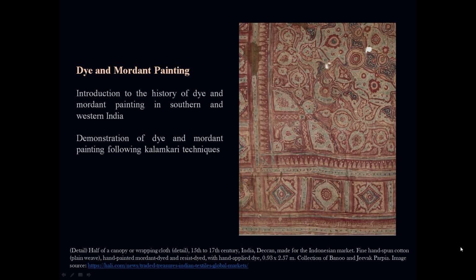So we will look into the introduction to the history of dye and modern painting in southern and western India. These are two regions in India today where we find that dye and modern painting has been done. When we also look into some of the similarities and dissimilarities between painting and printing, we will probably be able to understand this idea of modern painting, and how that will be different from understanding the printing activities. So this is one of the aspects we'll be looking at in terms of the introduction to the history of dye and modern painting.